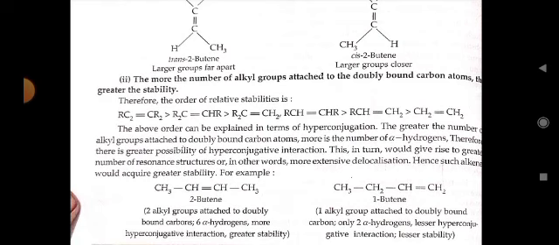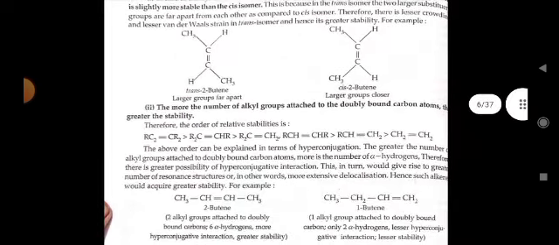The more the number of alkyl groups attached to the doubly bonded carbon atoms, the greater the stability. Therefore, the order of relative stabilities is as follows. The above order can be explained in terms of hyperconjugation.